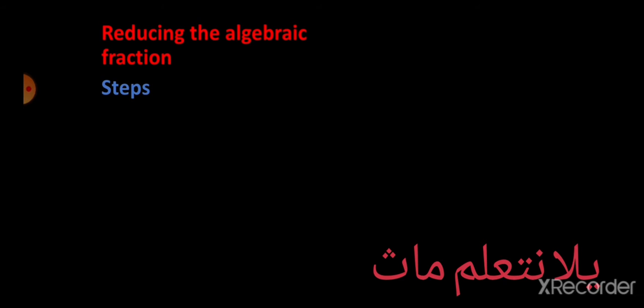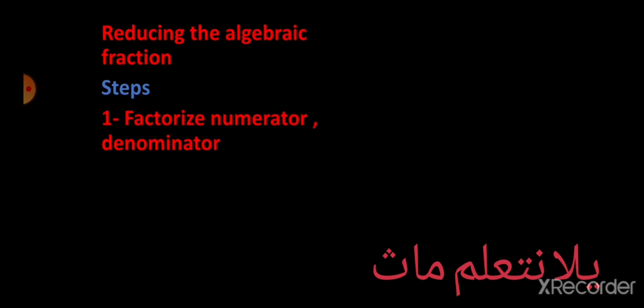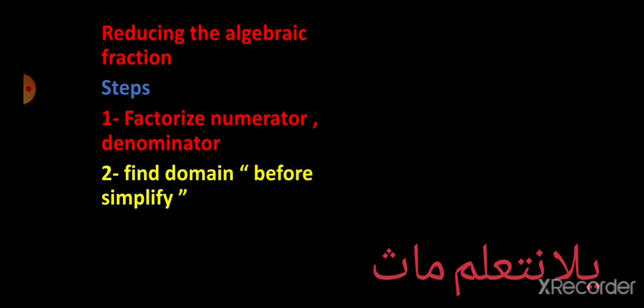Before we state the conditions for two fractions to be equal, let's remember together how to reduce or simplify algebraic fractions. We have steps. Step number 1, factorize up and down. We factorize the numerator and the denominator. Number 2, find the domain, and we find the domain before we simplify. And number 3, the last one, we simplify the like brackets up and down. So we have steps to simplify any fraction.